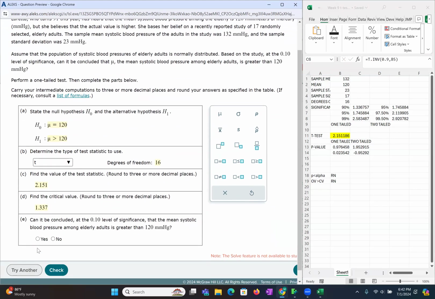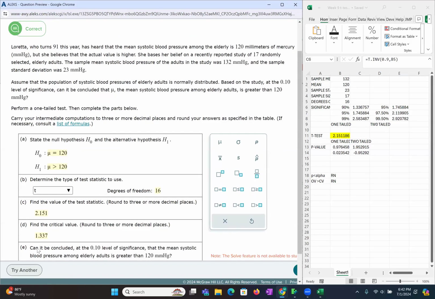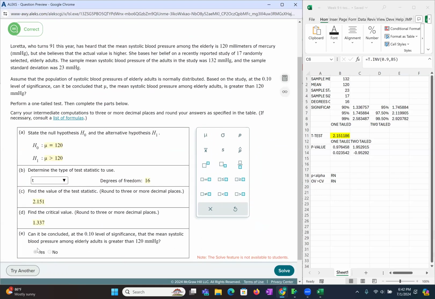Moment of truth. If OV is bigger than the CV, we're gonna reject the null. Right. So which is it? Yes. I'm gonna say... Good job.